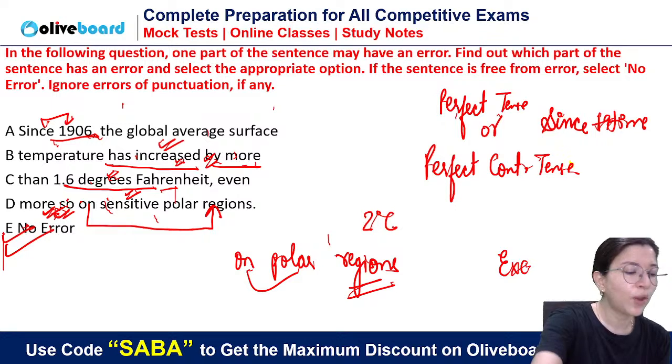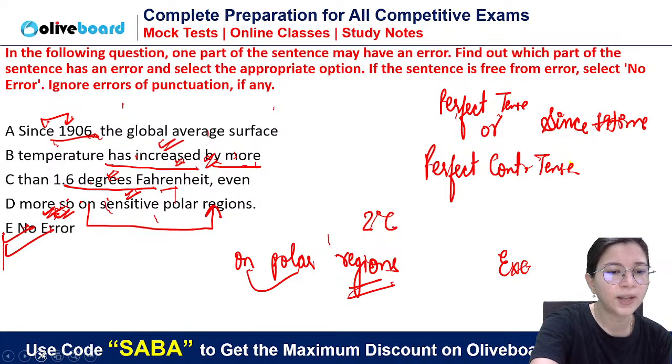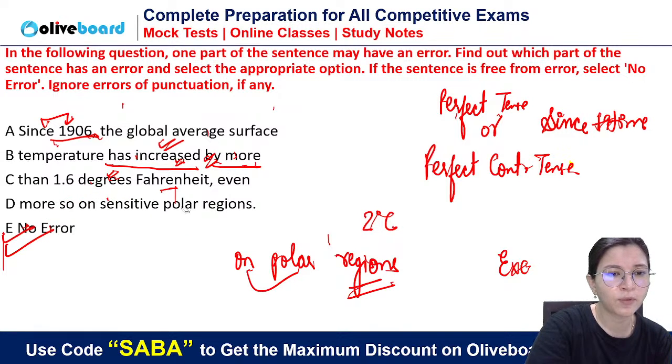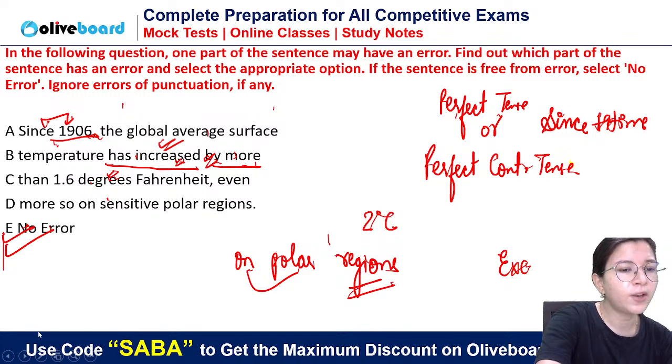Now please let me know if you have any doubt. The first question itself is of no error, but if the first question is no error, people will hardly ever mark it. Now tell me if you have any doubt, please do ask.